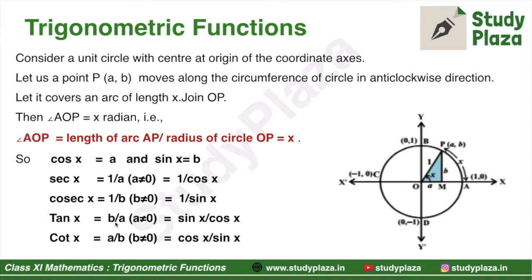Next we move to tan x. Tan x is perpendicular upon base, that is B by A, and again the condition is A should not be equal to 0. Since B is equal to sin x and A is equal to cos x, tan x is also equal to sin x by cos x. Similarly, cot x is equal to base upon perpendicular, that is A by B, and the condition is B should not be equal to 0. So A means cos x, B means sin x, that is cot x is equal to cos x upon sin x. Now you have understood how I calculated these trigonometric ratios.